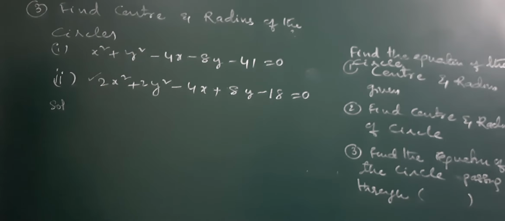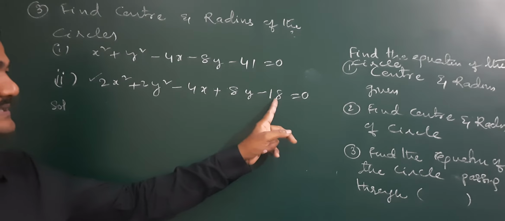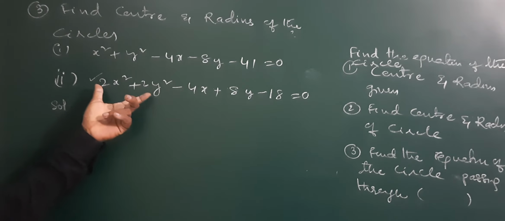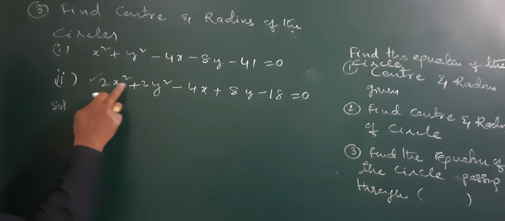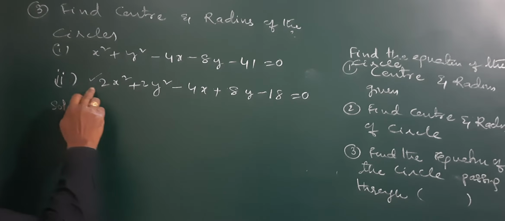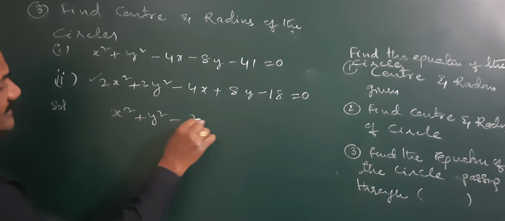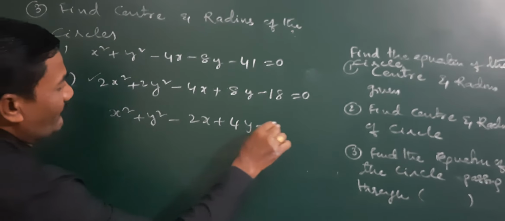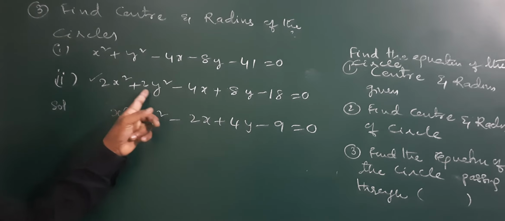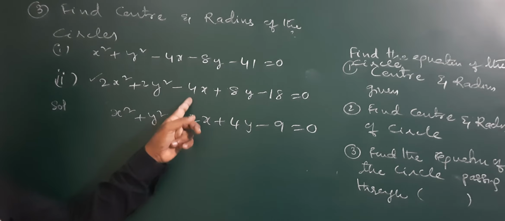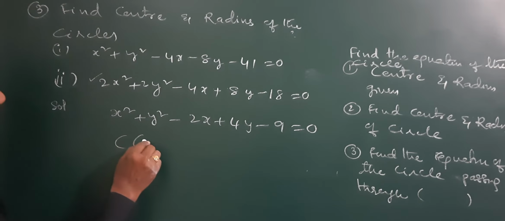Similarly for the second equation, 2x square plus 2y square minus 4x plus 8y minus 18 is equal to 0. First of all, this equation can be transformed to homogeneous form. That means the coefficient of x square and coefficient of y square must be 1. That means we can divide the total equation by 2. That is x square plus y square minus 2x plus 4y minus 9 is equal to 0.